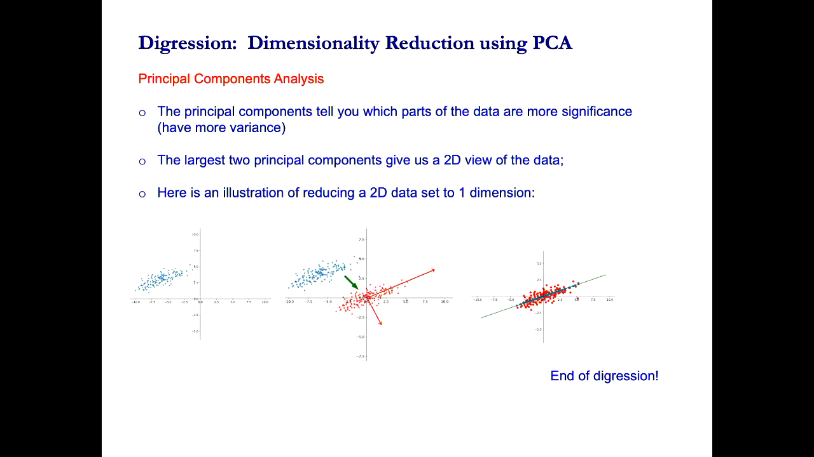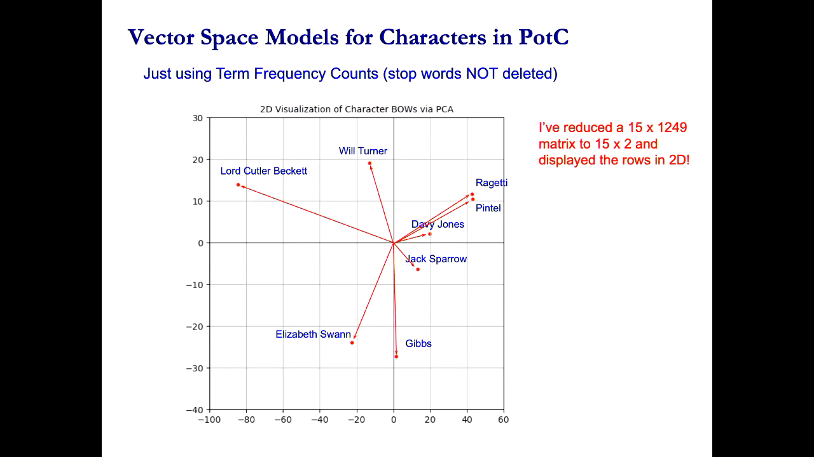So here's what I did. I just ran the code from sklearn, actually. I took an 8 by 1249 matrix, and I reduced it to an 8 by 2. Okay? 8 points, the rows are the individuals, the 2 is the x and y dimensions.